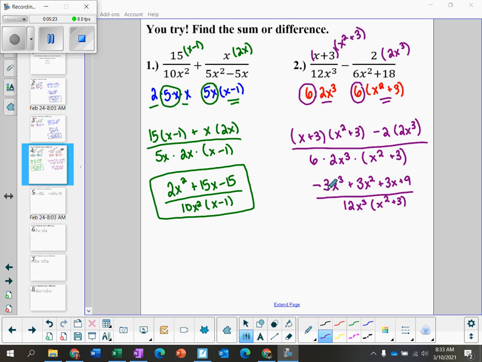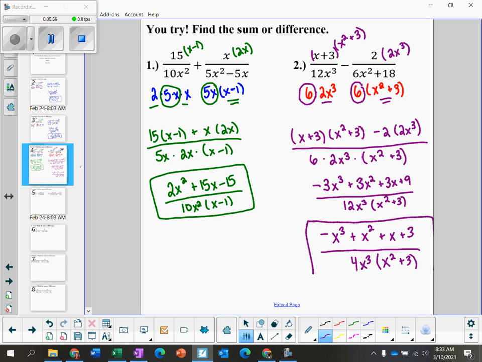So notice all of these terms are divisible by 3. And on the bottom, the 12 is divisible by 3. So what I would do is I could really factor out a 3 from up top. And now I'm left with negative x to the third plus x squared plus x plus 3, right? Divide all of that by 3. And now if I divide the bottom by 3 as well, I get 4x cubed times x squared plus 3. And that would be my absolute final answer.